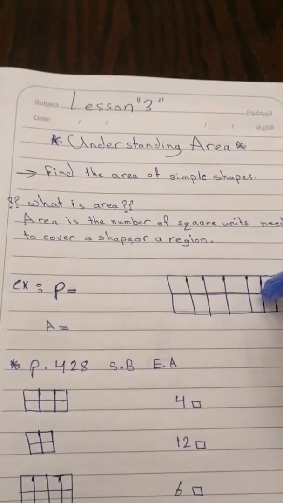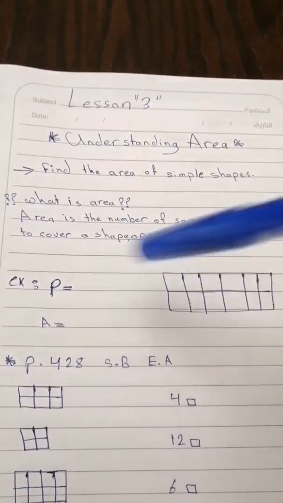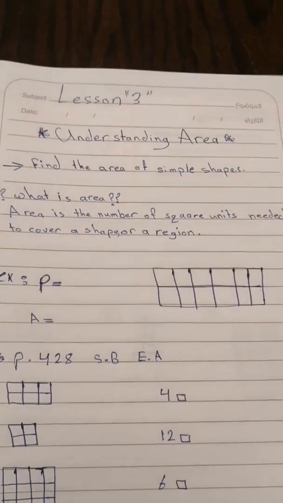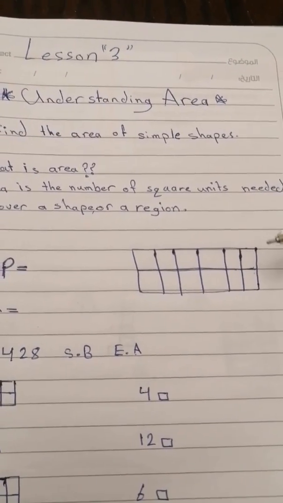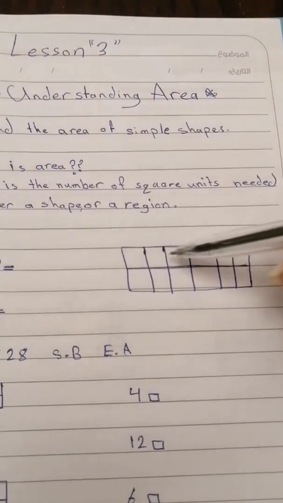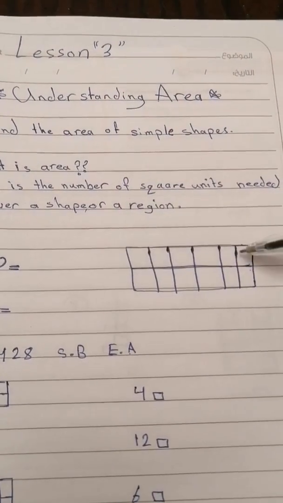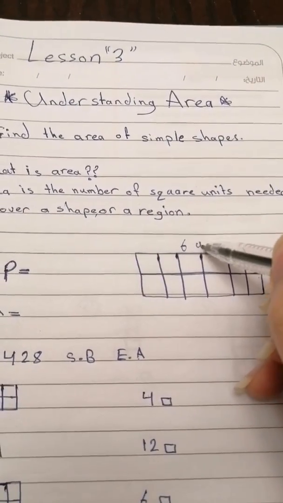Now, with this example, we have to find the perimeter, then the area, in order to find the difference between them, okay? Now here we have the shape. To find the perimeter, we have to count how many units are on these sides, right? 1, 2, 3, 4, 5, 6. Here there are 6 units.